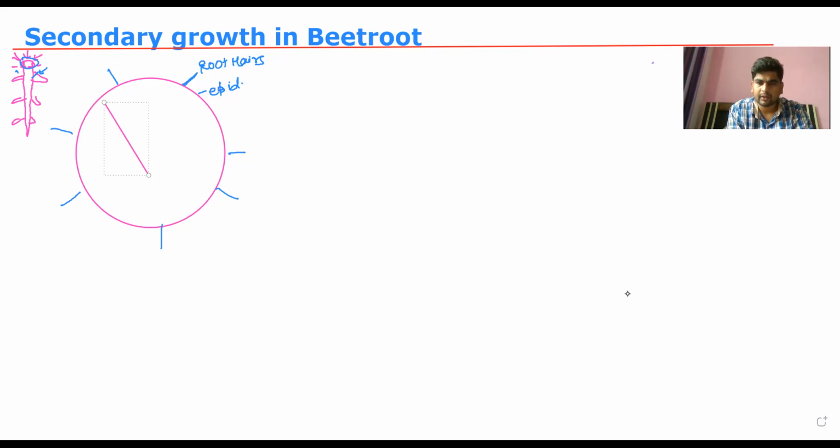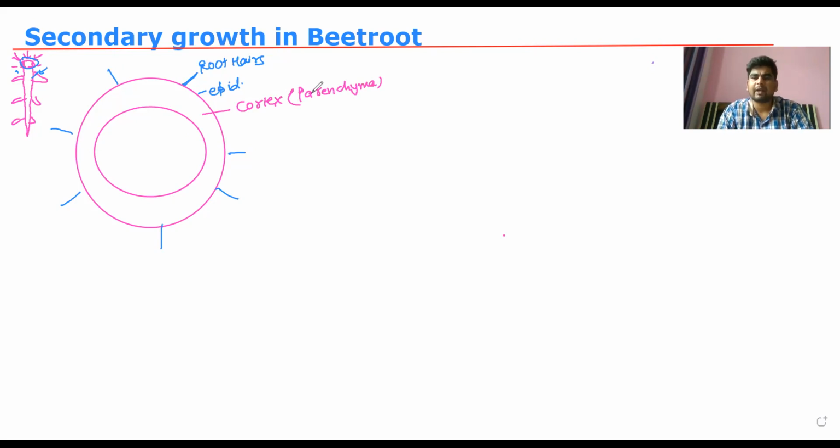Wait, let me draw again. Yes. This is the distinct cortex, mainly made up of the parenchyma in the roots. The cortex of the stem may consist of sclerenchyma as well as collenchyma, but generally the cortex of roots consists of parenchyma. So after that, there is endodermis. There is an additional layer.